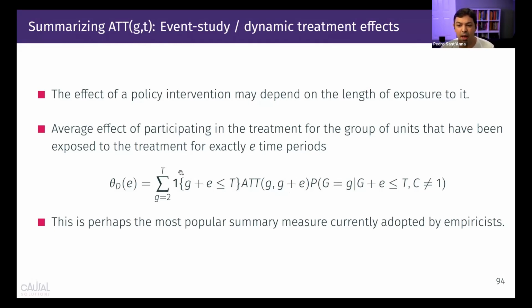This indicator function here is telling us I'm only going to pick the e's that are plausible, that live in my data, and I'm going to average all these ATTs, this family of ATTs, together. I'm going to average across the groups, and I'm going to choose weights that are proportional to the group size. So if I have a group that is very large, this group is going to have more weight than a group that is very small. I'm going to call this the population group-weighted average, which is proportional to the sample size, a very reasonable and practical approach to averaging these. This is perhaps the most popular summary measure of treatment effect heterogeneity, and it mimics the event study specification we have covered early on.